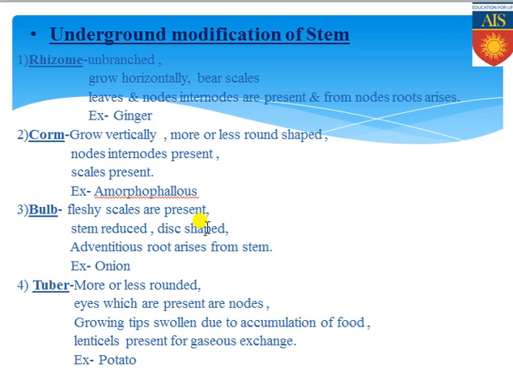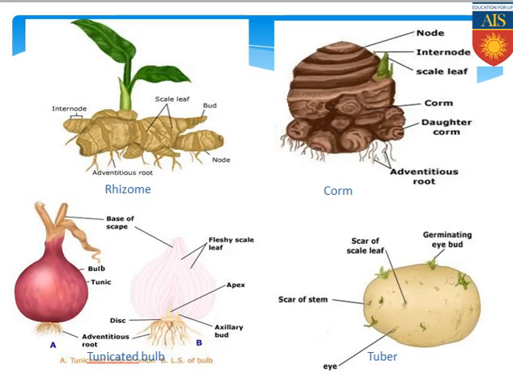Okay, and this can also be called a tuber. So now let's see the various kinds of underground stem and their modification due to food storage.